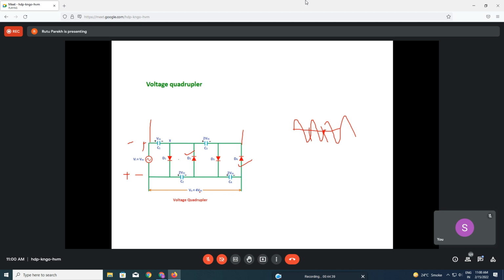So the capacitors C2 and C4 are in series. So we are taking at this end. If you take here, you will get 3 times. If you take here the voltage, you will get 4 times, and you go on adding, you will get the voltages that way. So C2 and C4 you add up, and that is 2 VM and 2 VM. That's why the total output is 4 times.